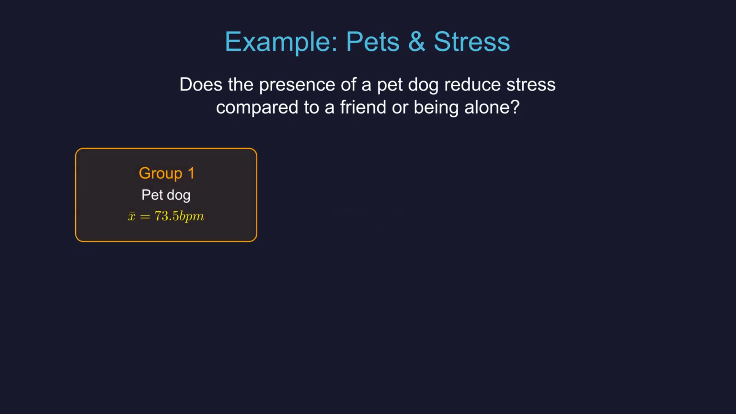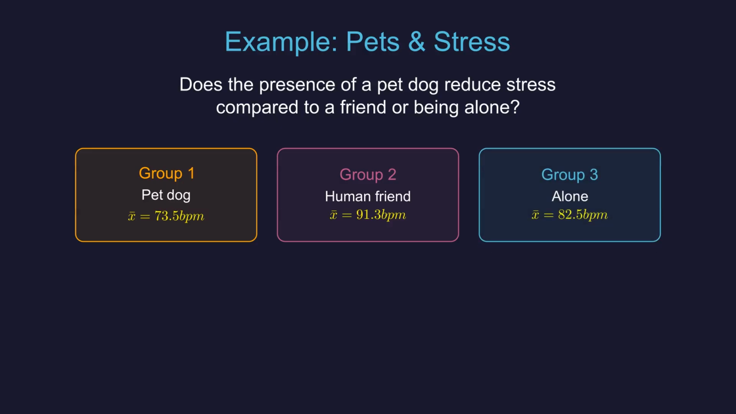Group 1 was in the presence of a pet dog with a mean heart rate of 73.5 beats per minute. Group 2 had a human friend present, averaging 91.3. And Group 3 was alone, averaging 82.5. These means look different, but how do we test whether the differences are real?